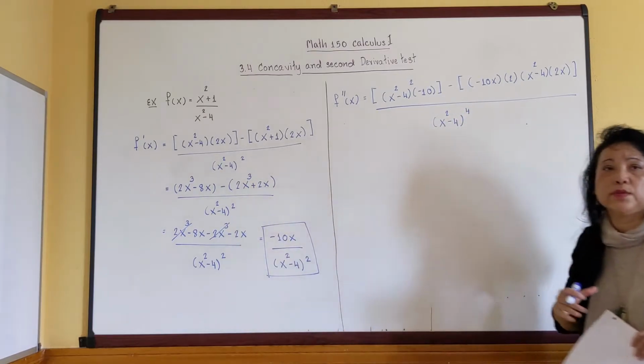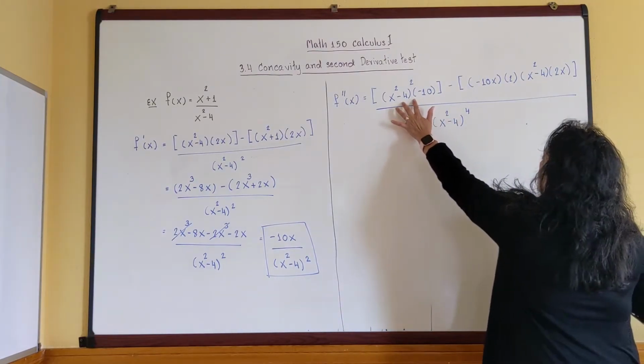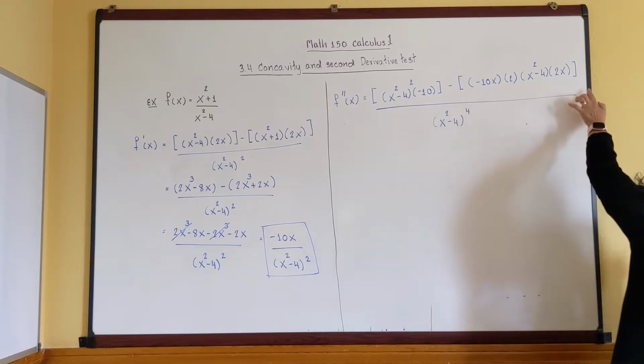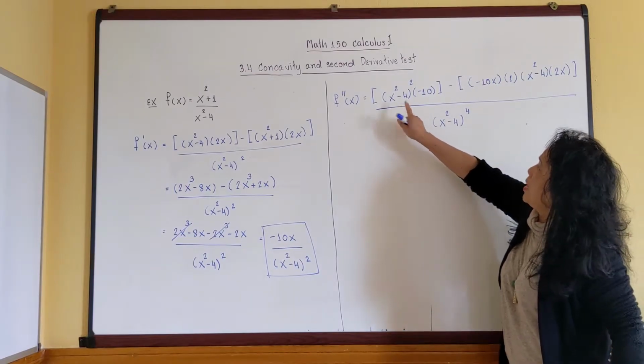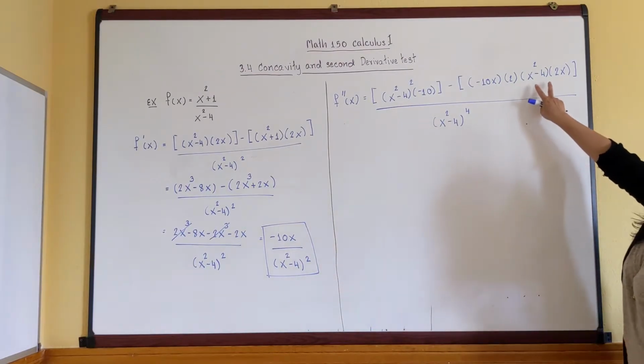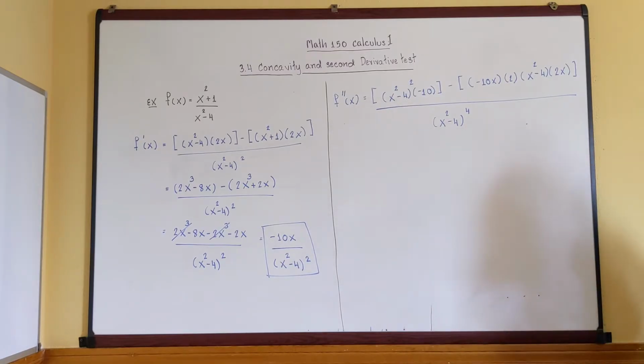It becomes x squared minus 4 to the 4th. Alright. From here, I have two terms, one over here, one over here. Now they share x squared minus 4. I have 1 here and I have 2 here. So I'm going to factor out x squared minus 4.